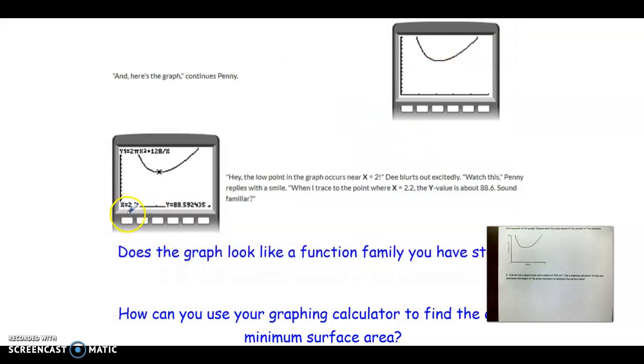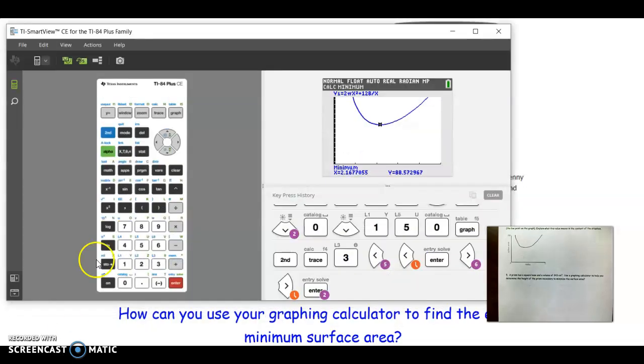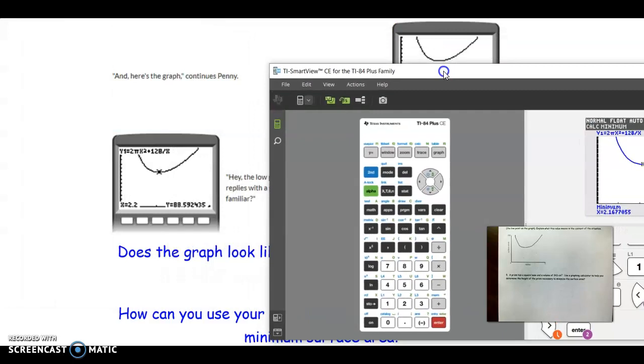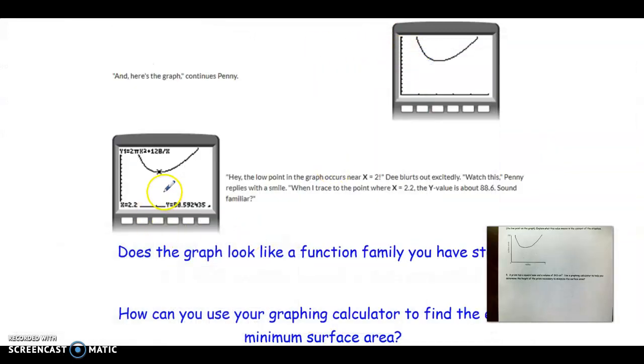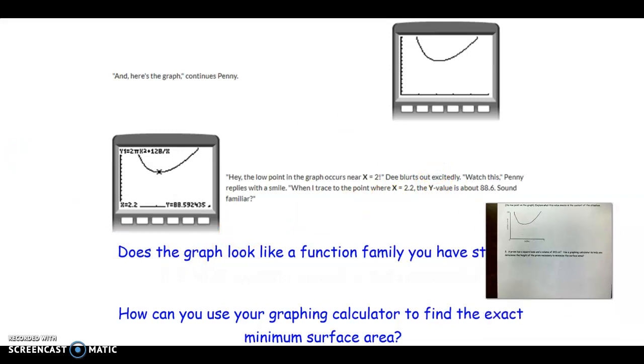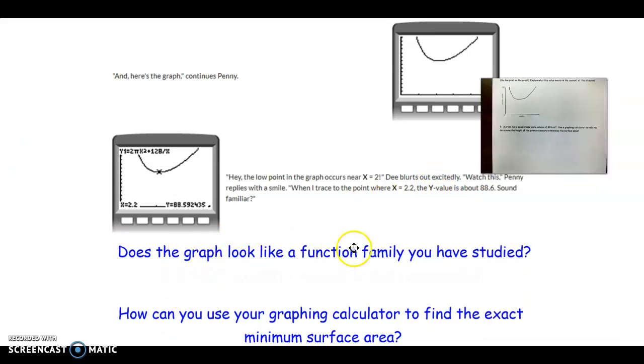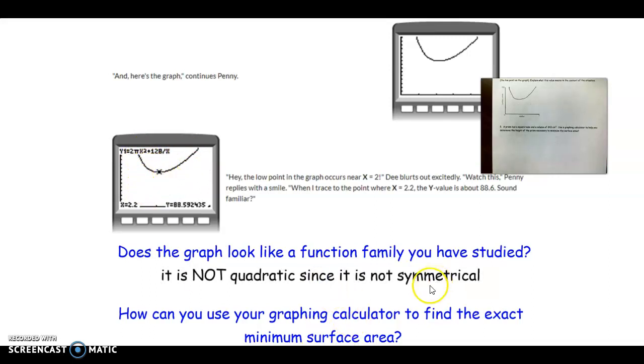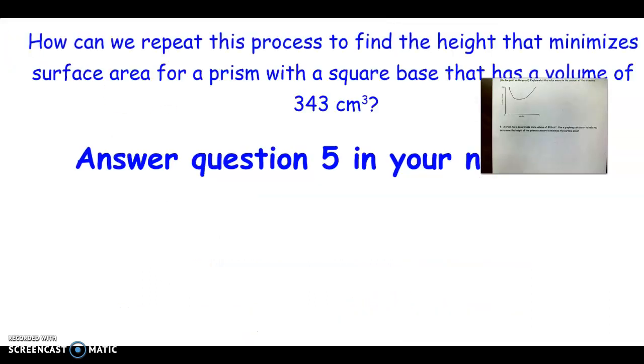So you can see those answers here. You can tell we're a little bit different than what they got as answers here. I don't think that's their minimum. I think they just have their cursor right there for now. So in answer to the question, we already answered this. Does this graph look like a function family you've studied before? It kind of looks like the quadratics you've studied with parabolas, but again, this is not symmetrical, so it is definitely not quadratic since it's not symmetrical. And we looked at the process of finding the minimum.